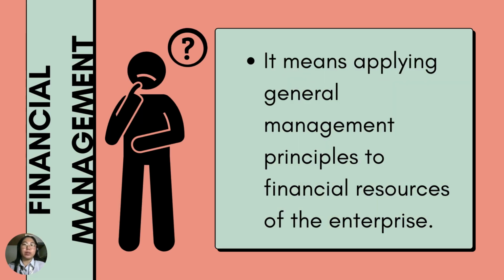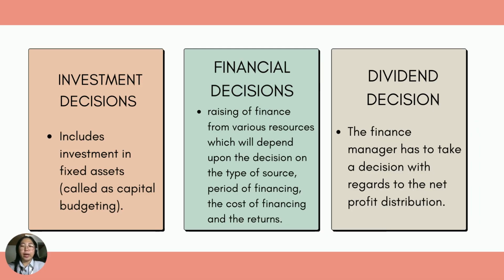Next one is our financial management. So it means we are applying general management principles to the financial resources of the enterprise. So it means we are planning, organizing, directing, and controlling financial activities such as the procurement and utilization of funds, budgets, and other enterprise resources. So we also have 3 under it.